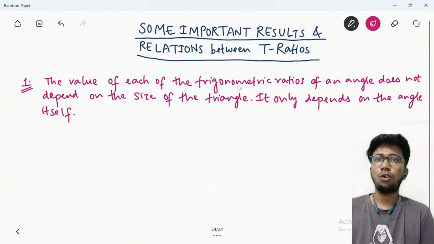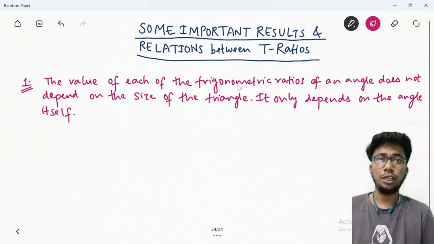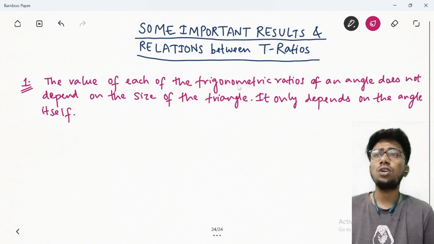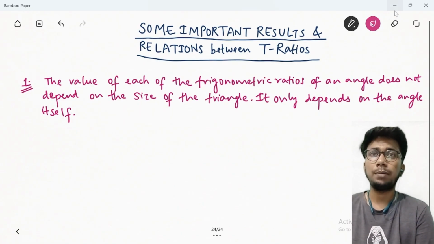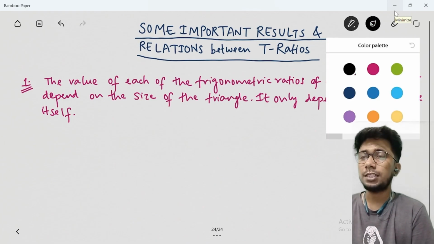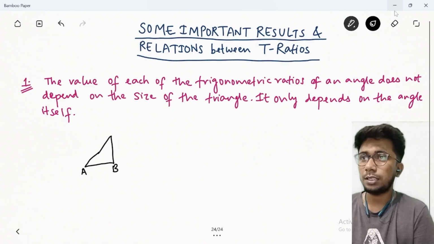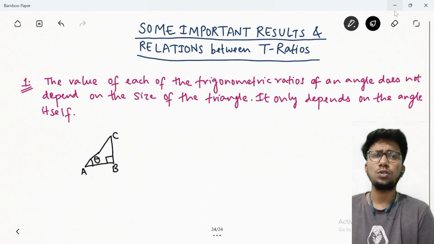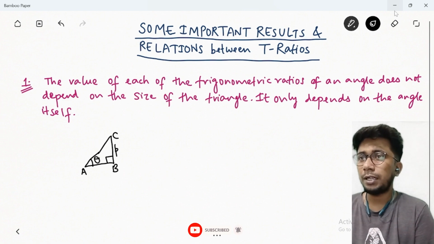So first of all, let's see what this result means. मैंने क्या लिखा? The value of each of the trigonometric ratios for any angle does not depend on the size of the triangle and it just depends on the angle itself. इसका मतलब क्या हुआ? एक बार ये समझते हैं. इसका मतलब ये है, suppose we have a right angle triangle like this. All right, let's say this is triangle ABC, right angle at B. This one is theta. Theta यहाँ पर कुछ भी हो सकता है, 0 degree, 10 degree, 30 degree, 60 degrees, anything. All right, this will be our perpendicular, this will be our hypotenuse, and this will be our base.